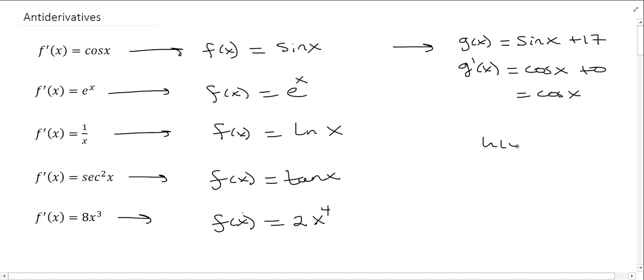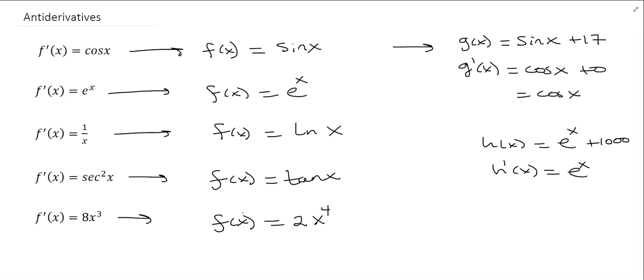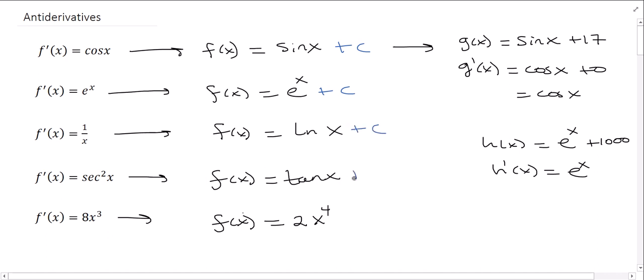What about if I have h of x equals e to the x plus 1,000? What's the derivative? What's h prime of x? E to the x. So when you have a constant, the derivative of a constant is just 0, so you don't see it in the derivative. So that means that all of these have a plus a constant, because we don't know if they had some sort of constant there. When you take the derivative, that constant is 0, so you won't see it in the derivative. But going backwards, when you do the antiderivative, you have to always add plus a constant.